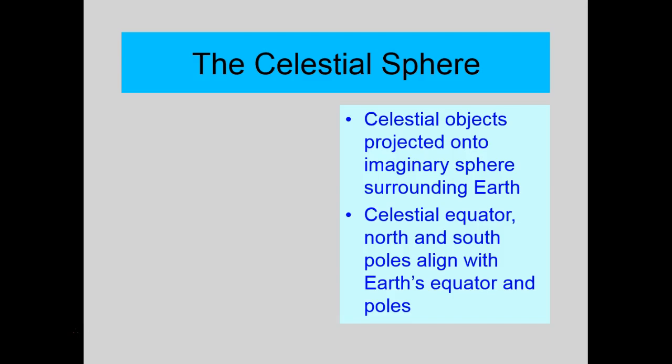I sort of imagine if I were lying down on a nice warm blanket in the middle of an open field and looking up, it looks like everything above me is under a bowl. I'm under a bowl, and the stars are in that bowl. That's what they call the celestial sphere. Now, we know that's not true, but this is how they pictured it. The celestial objects are projected onto that imaginary sphere surrounding the Earth.